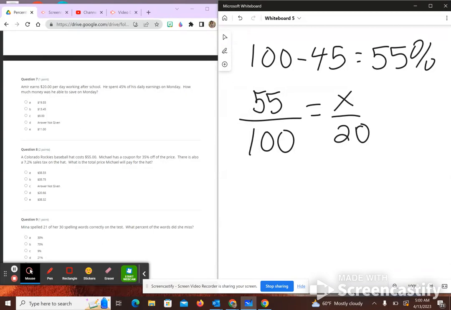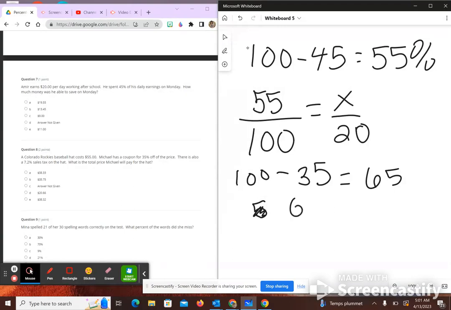So the first thing I need to do is figure out the price of the hat after the discount of 35% off. So once again, I'm going to use that information that if it's 35% off, then Michael is actually going to be paying 65%, because 100% minus 35% is 65. So I'm going to put 65 out of 100, because that's 65%, and then set that equal to X out of 55. That'll give me the sale price of the hat.